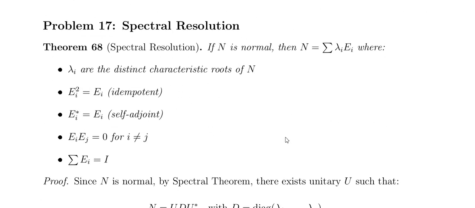And a spectral resolution: if N is normal, then N equals summation lambda i Ei, where lambda i are the distinct characteristic roots, and Ei square equals Ei, that is called idempotent, and Ei star equals Ei, that is self adjoint, and Ei Ej equals 0 for i not equal to j. Summation Ei equals I. Okay. So then N is normal, N equals summation lambda i into Ei என்று எழுதலாம். That is called the spectral resolution சொல்லுவோம்.